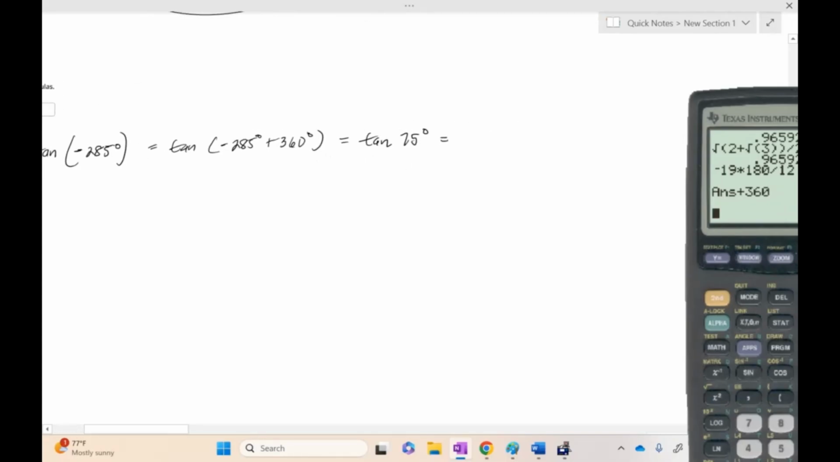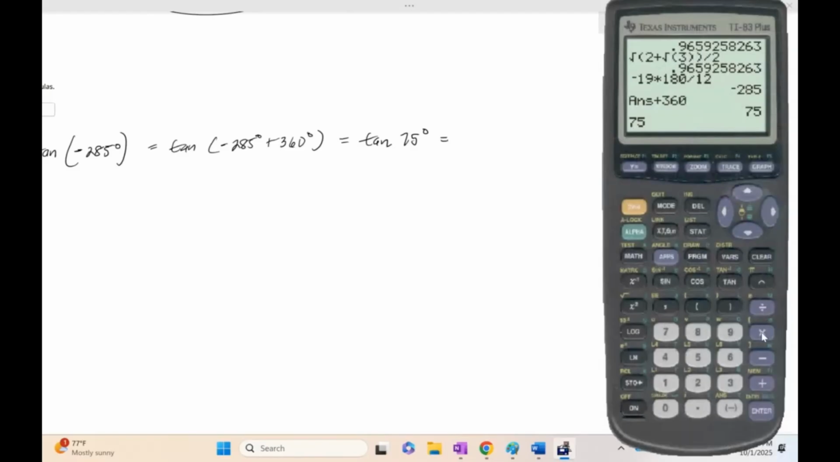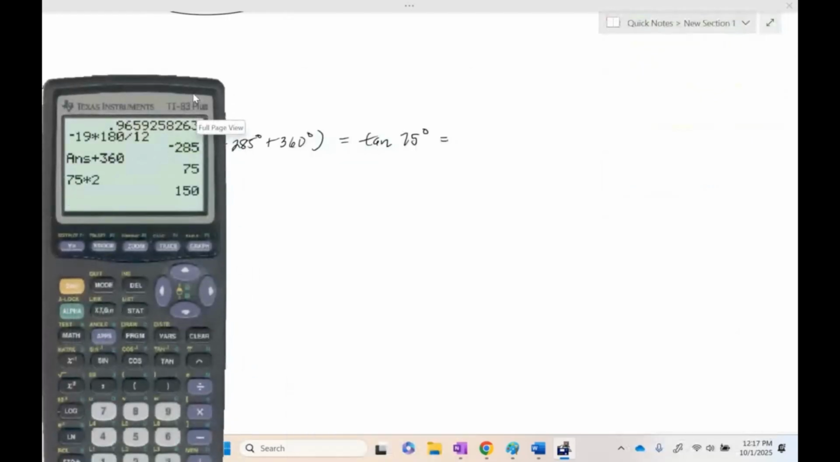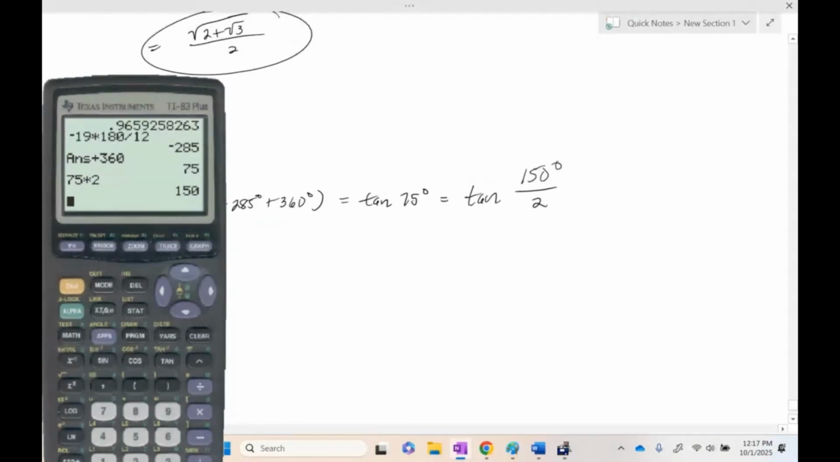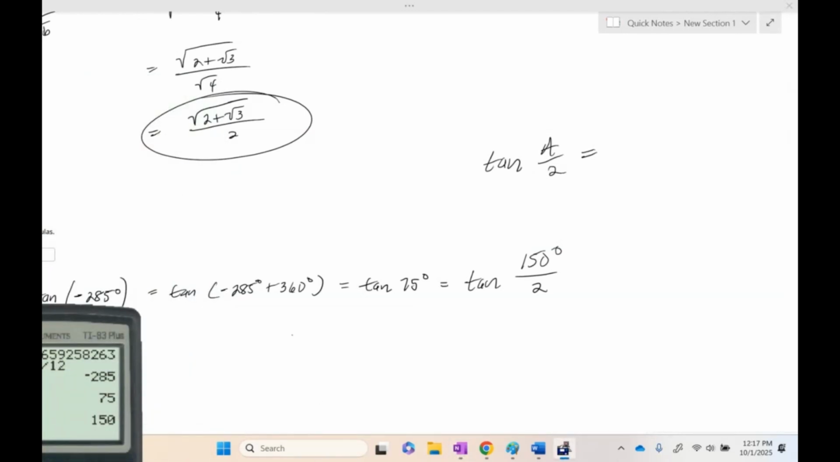So now what angle can you cut in half and get 75? I'm going to multiply by 2, so 75 times 2 is 150. That means we can rewrite the tangent of 75 as the tangent of 150 divided by 2, right? Because 150 divided by 2 is 75 degrees. So right above that, I'm going to write the formula. And we have some formulas to choose from.